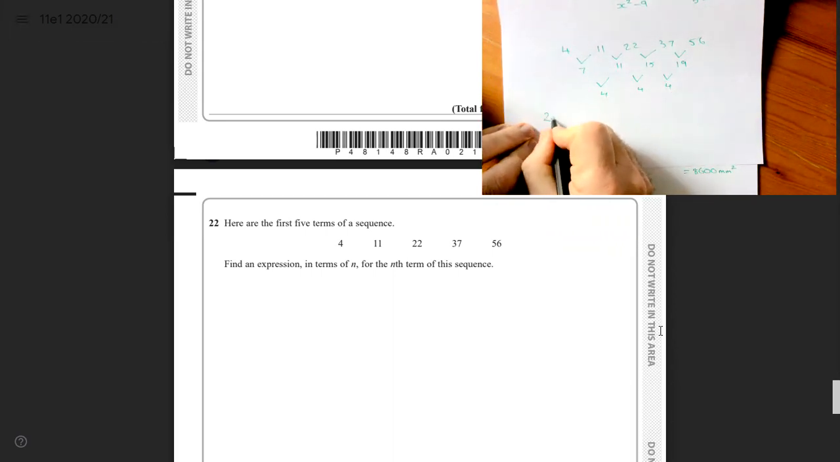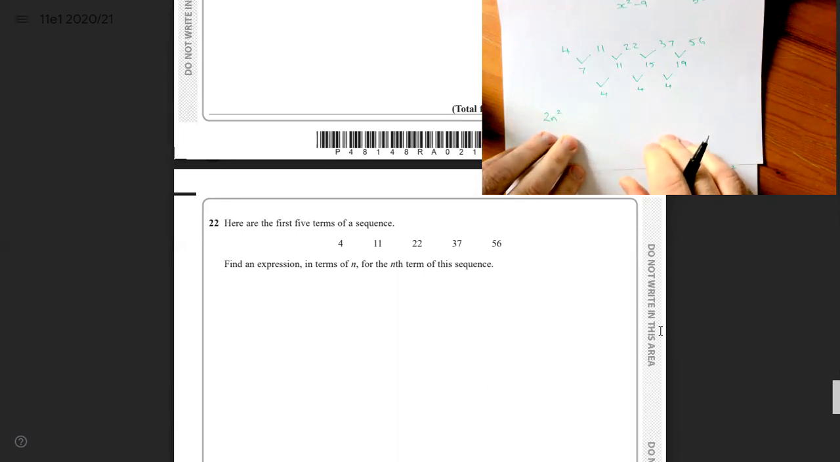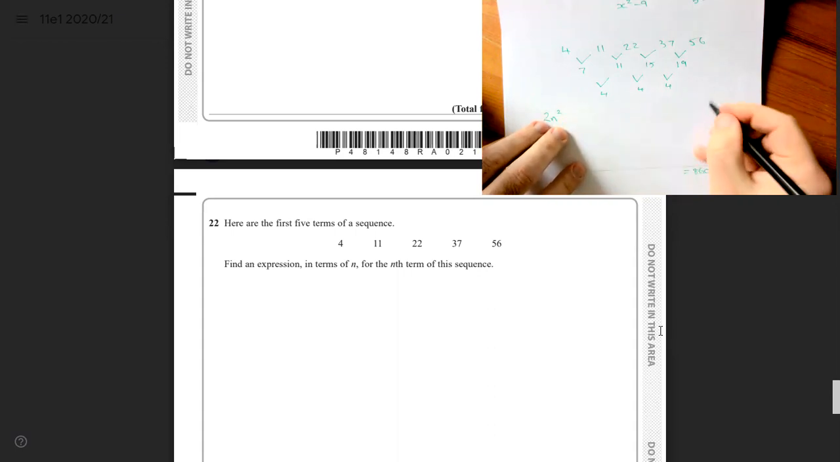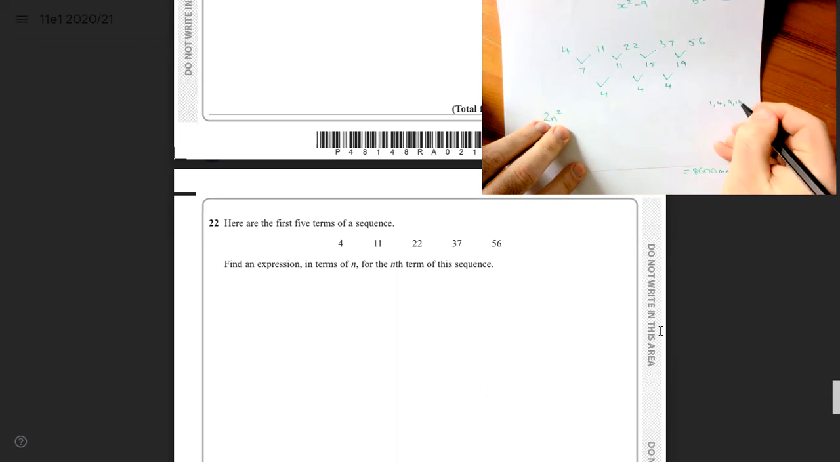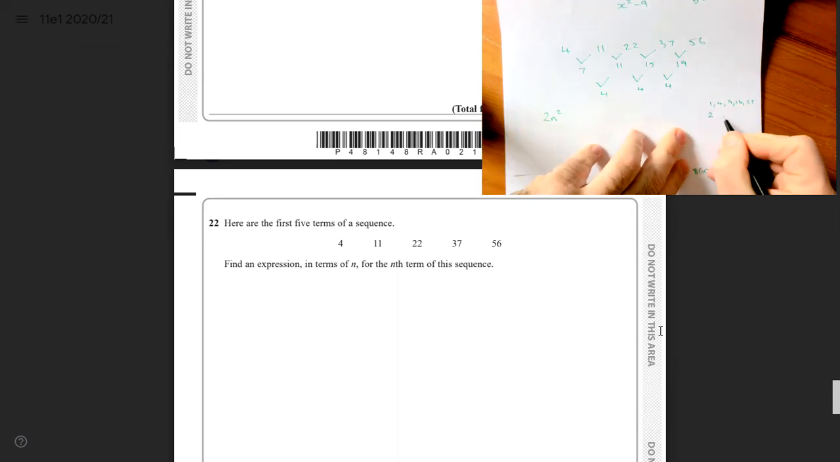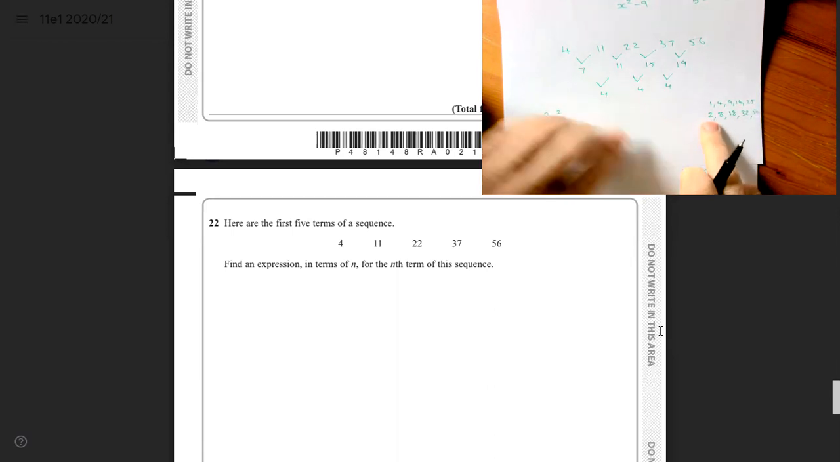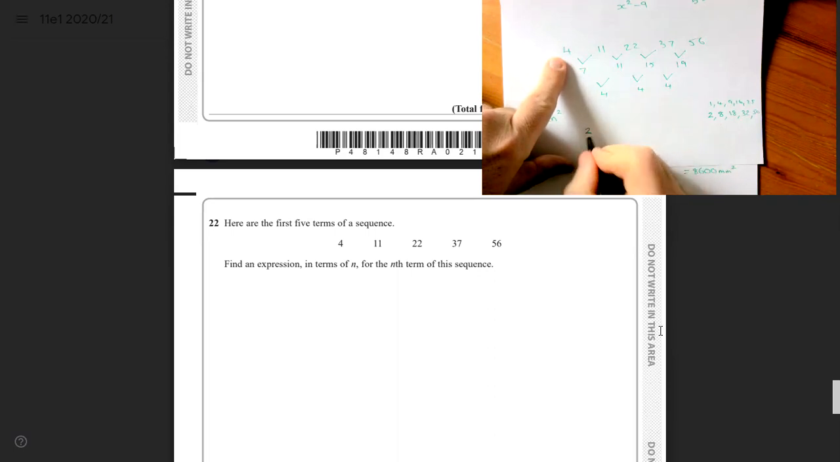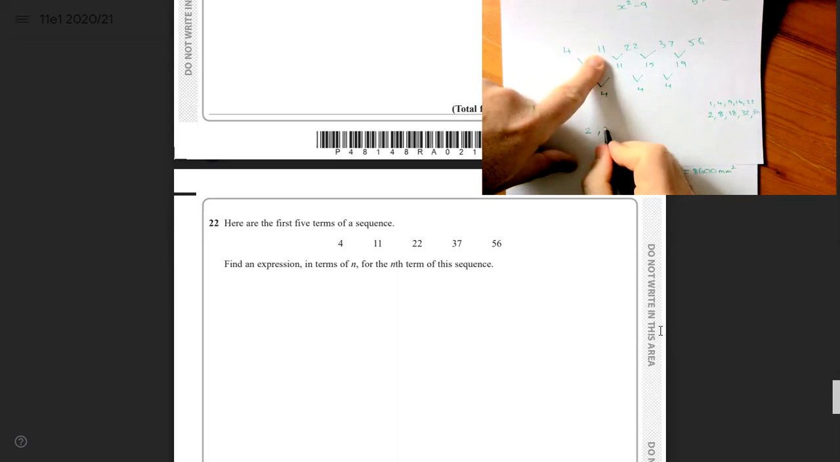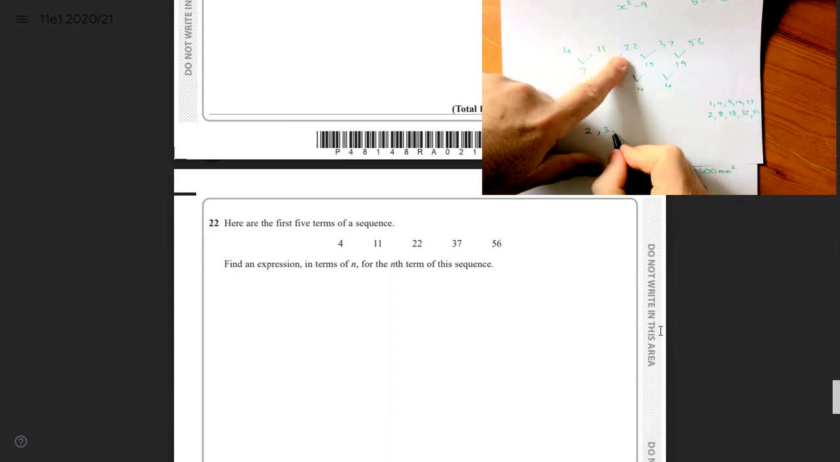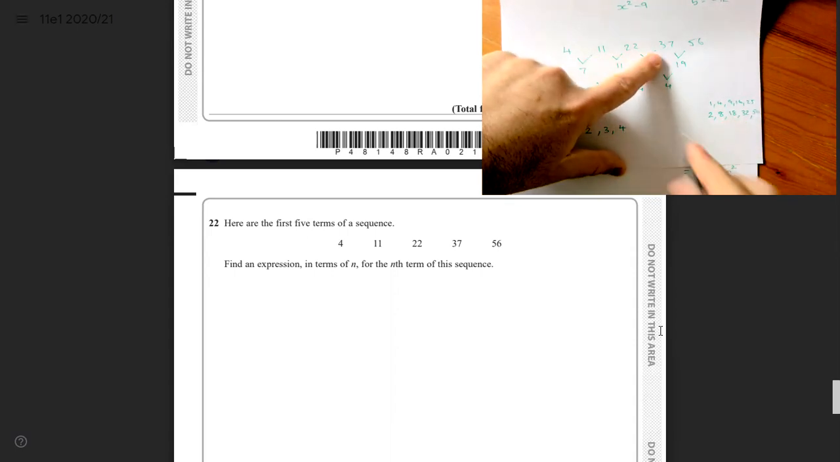So that tells me my sequence is something to do with 2n squared. What I do, and this is the way I do it, is n squared is 1, 4, 9, 16, 25. So 2n squared would be 2, 8, 18, 32, 50. Now what do I have to do to get from 2 to 4? I've got to add 2. What do I have to do to get 8 to 11? Add 3. 18 to 22, add 4. 32 to 37, add 5. 50 to 56, add 6.